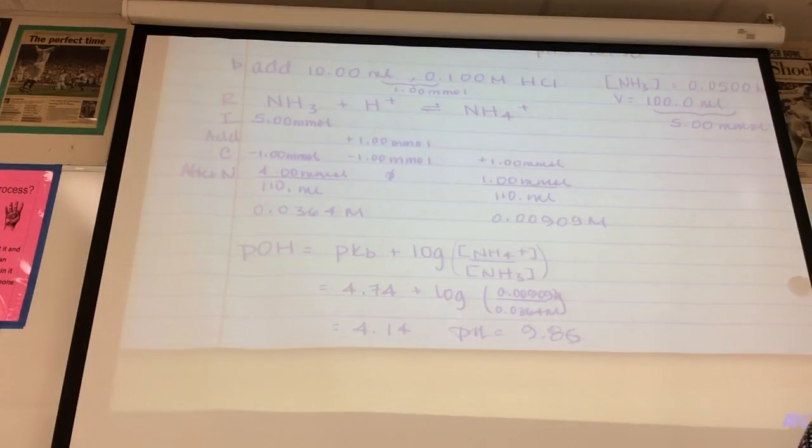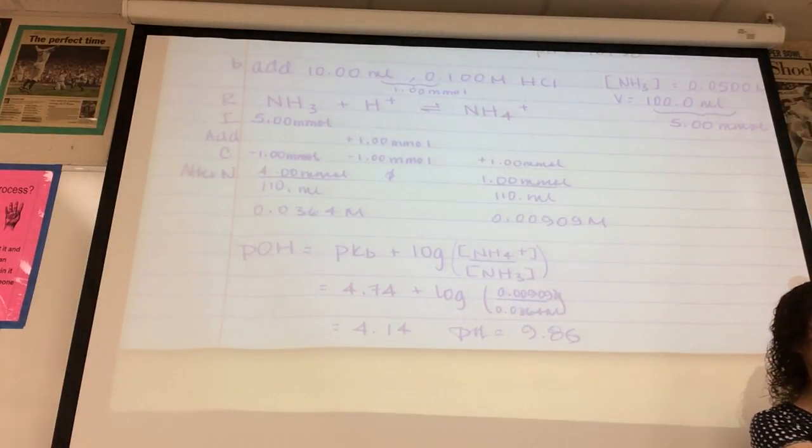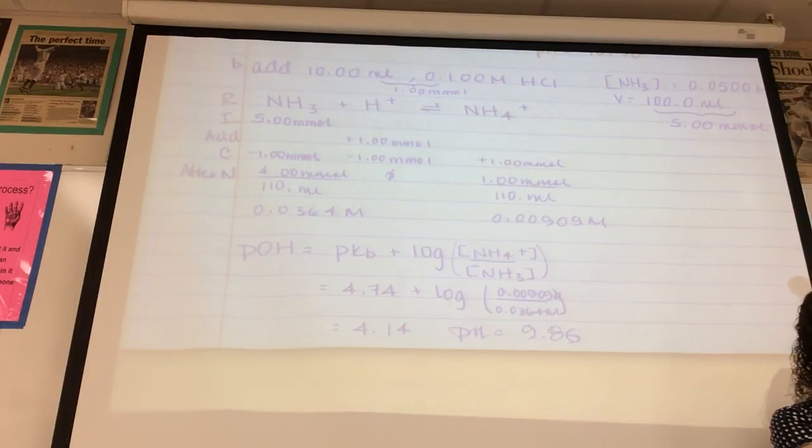All right. What I do want to point out is in C. What do you know about C? It says you've got 25 mils of 0.1 molar HCl. You don't have to do much work on C. What do you know? The equivalence point is at 50 mils. The concentration of the weak base and the strong acid will be the same at the half equivalence point, but what is the half equivalence point?